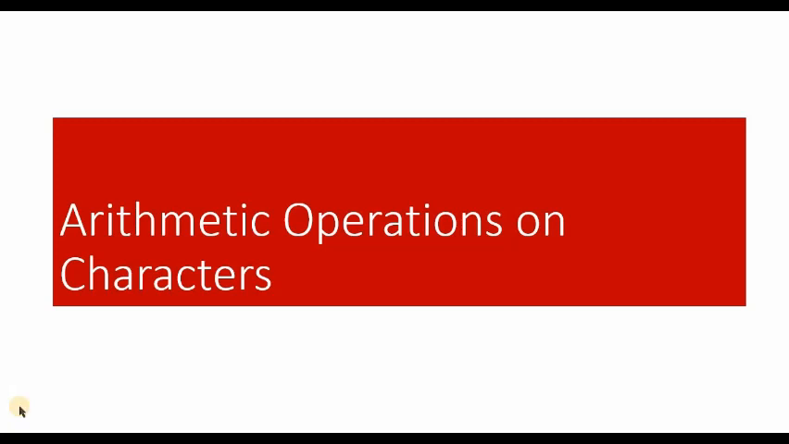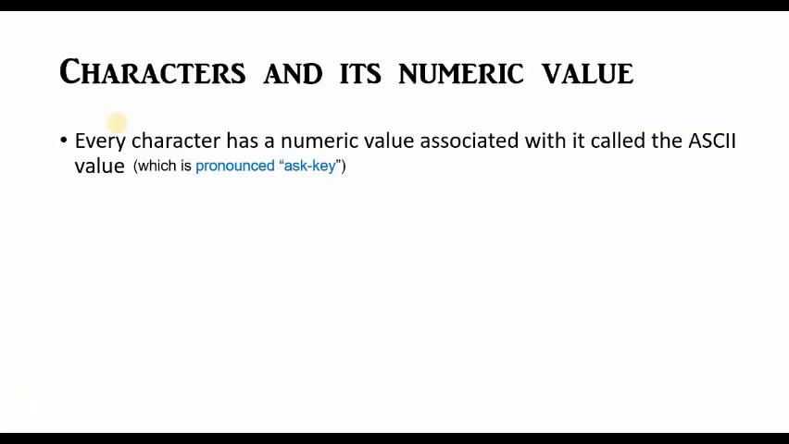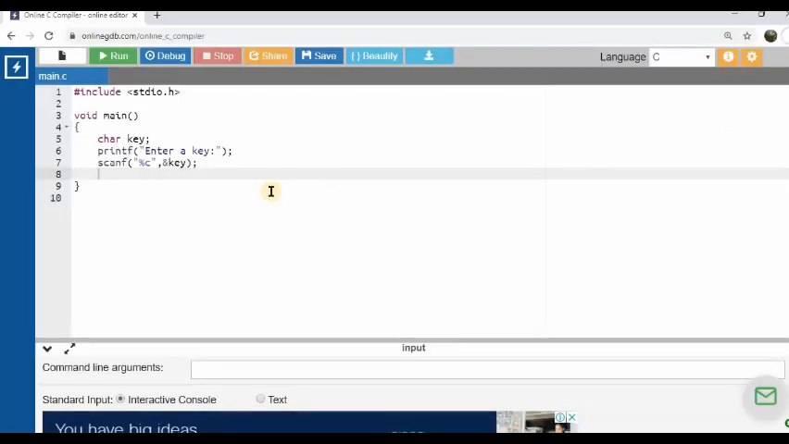Today we'll be learning about performing arithmetic operations on characters. Every character has a numeric value associated with it called the ASCII value. ASCII, pronounced "ask-ee". Let us now write a simple program to find out the ASCII values of different characters and symbols. Here I have a simple program.